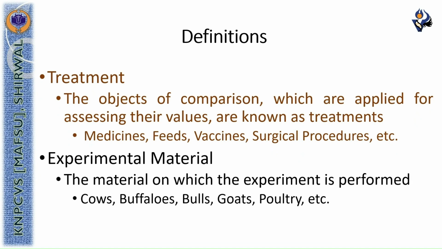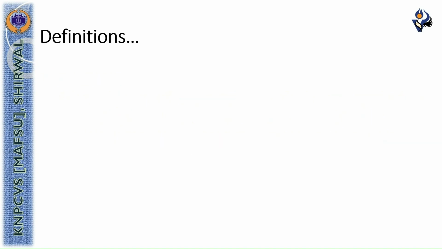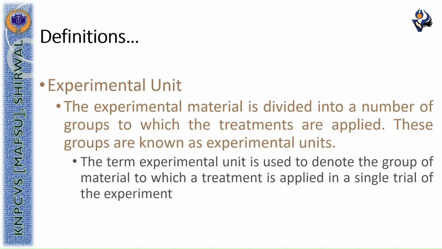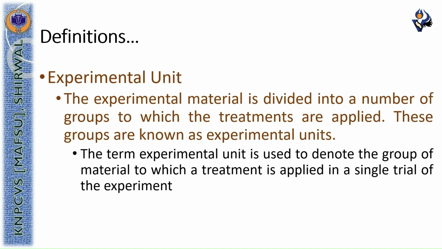The material on which the experiment is performed is known as the experimental material. In case of veterinary or animal sciences, cows, buffaloes, bulls, goats, or poultry can comprise the experimental material. The experimental material is divided into a number of groups to which the treatments are applied. These groups are known as experimental units.